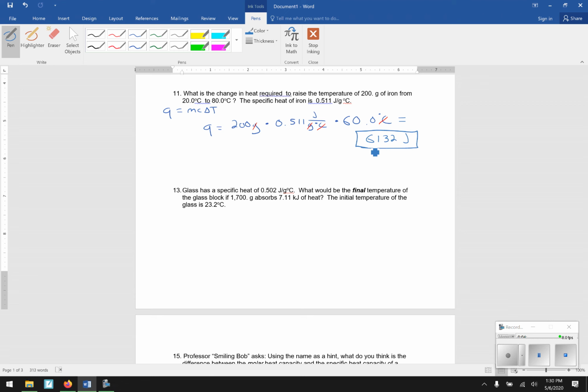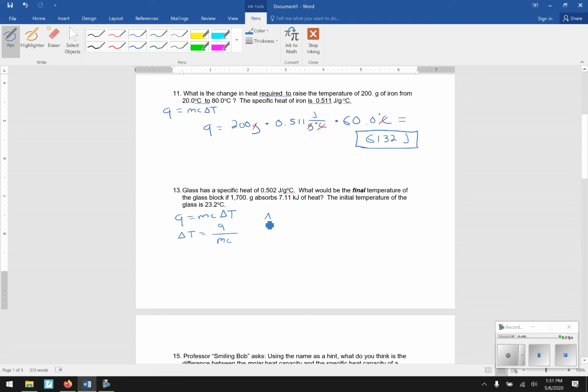But what we want to figure out here, again, Q equals mc delta T, we want to figure out the change in temperature. If we know the initial temperature, we know the change, we can work backwards to figure out the final. So delta T equals Q over mc, and we have these numbers.